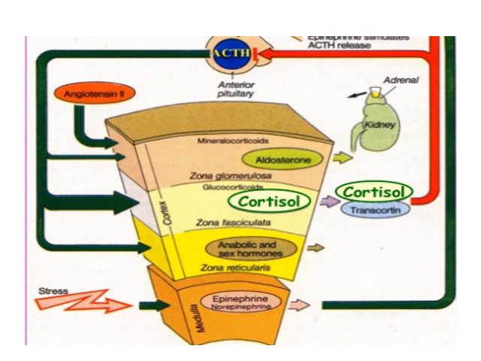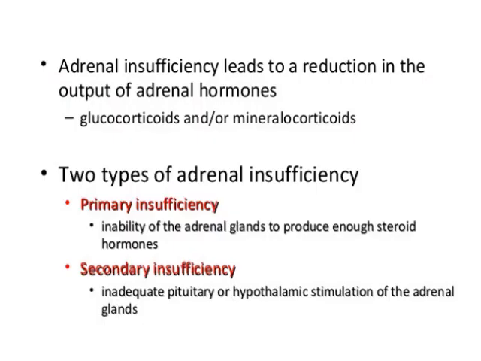The inner portion of the adrenal gland is the adrenal medulla, and it is not under the control of ACTH. It is under direct control of the sympathetic system, and it secretes epinephrine and norepinephrine. The hormone production by both parts of the adrenal gland, the adrenal cortex and medulla, is very important for the metabolic processes in the body.